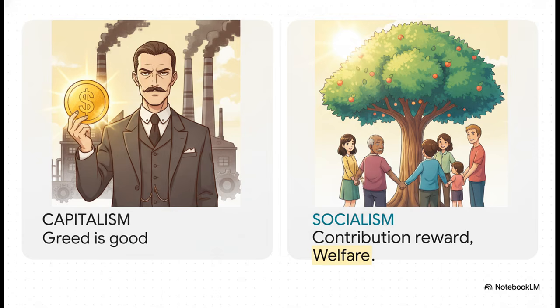Priestley highlights a stark contrast between two very different systems. On one side, we have capitalism, where individuals control resources for profit, operating under that classic mindset that greed is good and rewarding people based on wealth. And on the totally opposing side is socialism, which focuses on equal ownership, rewarding your actual contribution, and providing a baseline of welfare for everyone. Priestley uses the entire play to explore the massive tension between these two worldviews.